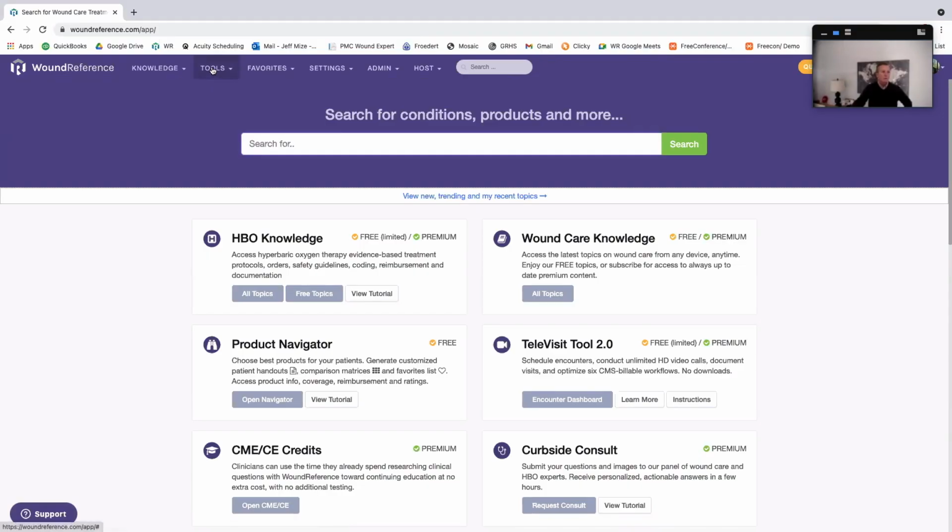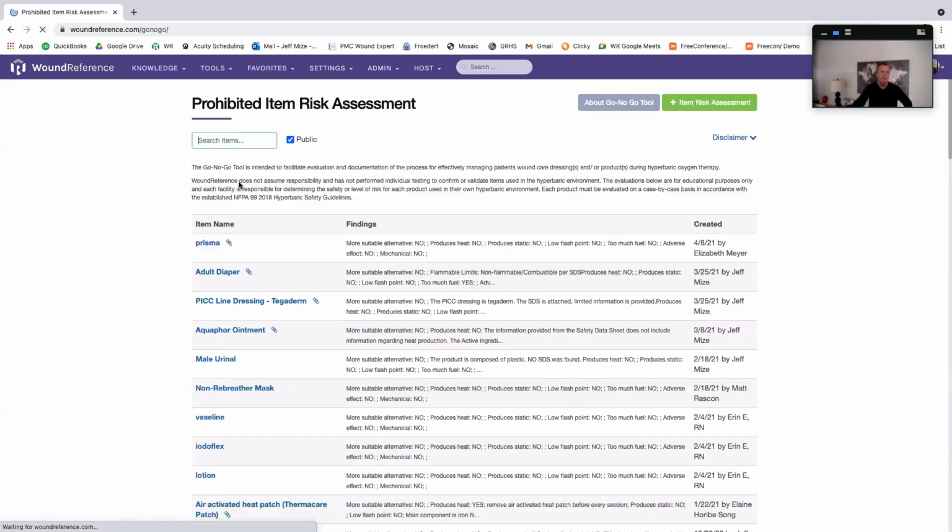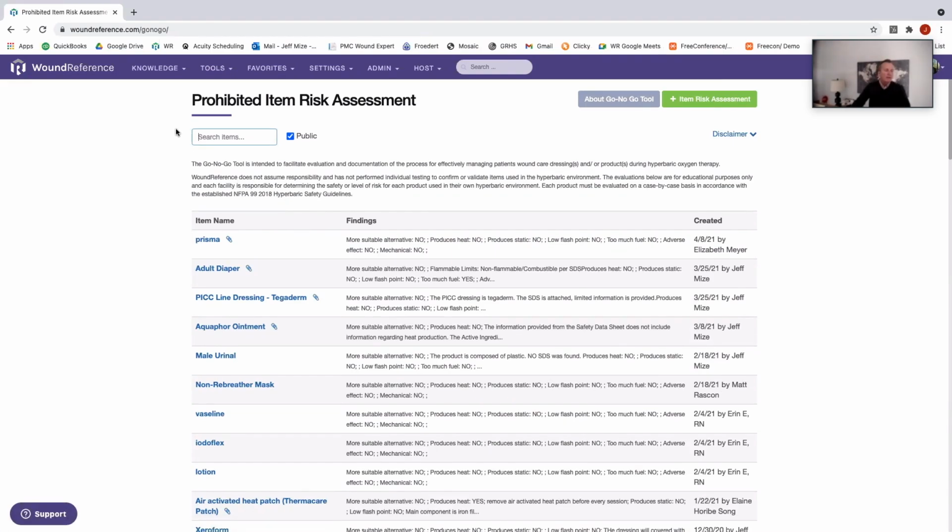The Go No Go tool can be found in the menu bar under Tools, by scrolling down to Go No Go tool and clicking on the lettering. You'll be taken to the repository page of previously evaluated items utilizing the Go No Go tool. To search for a particular item, you can use the search window, and it will search through those publicly displayed items that have been previously evaluated. If your preference is to evaluate a new product, you'll simply go to the plus item risk assessment.